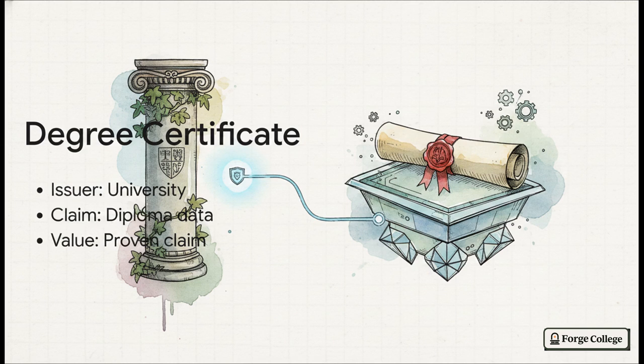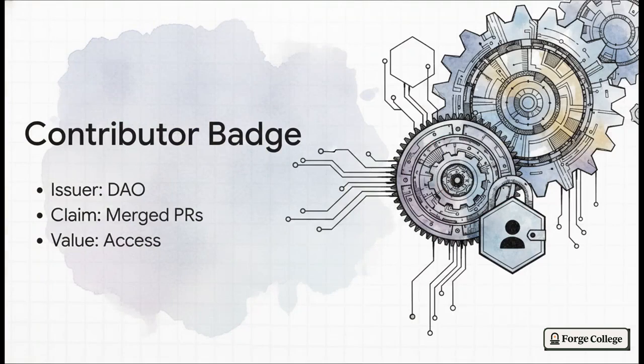The massive value here? An employer can instantly, cryptographically verify your degree on-chain, meaning you never again have to pay your alma mater $30 and wait 3 agonizing weeks just for a piece of paper to be mailed in the post. Next up, we have the contributor badge.